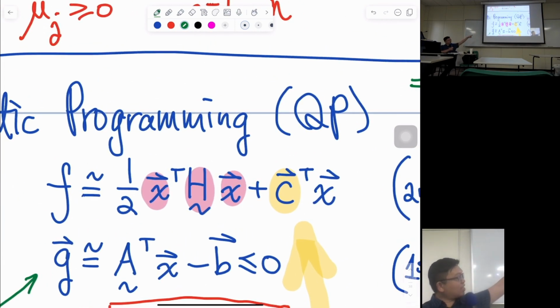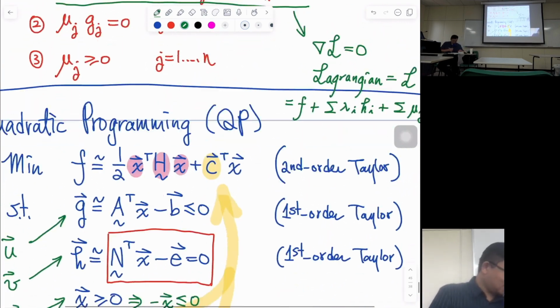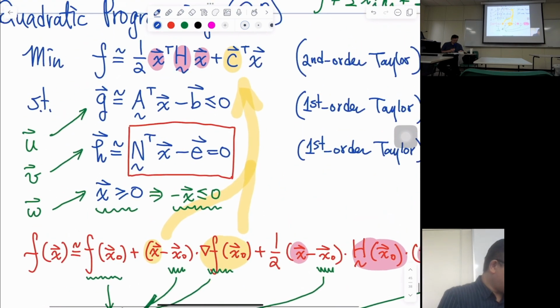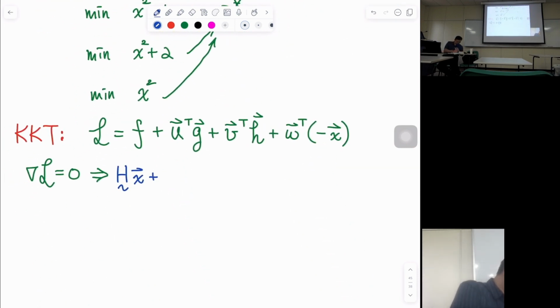Our f is 1 half of x times h times x plus cx. If we do partial derivative with respect to x, take this part away, you have hx. Another one, you take derivative of this one, you also have hx. So 2 of hx, and you have a pre-multiplier of 1 half. So 2 times 1 half equals to 1. So at the end, partial derivative of this term with respect to x equals to hx. The other term is cx. If you take derivative with respect to x, at the end is c. So plus c. Okay?